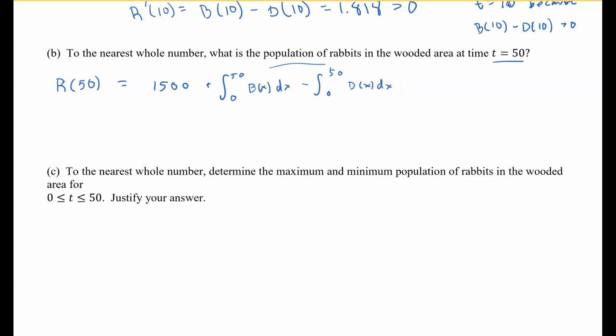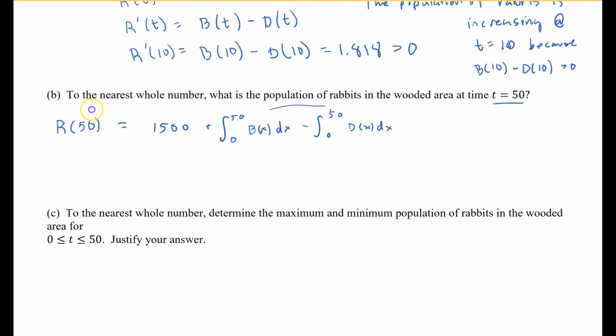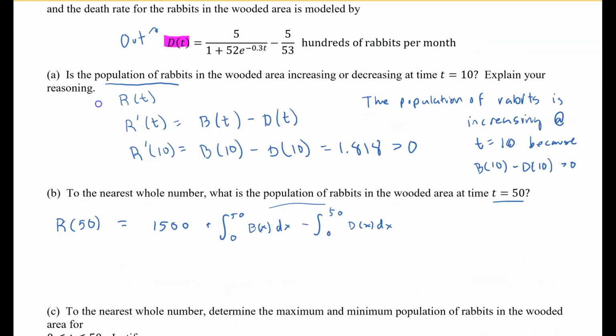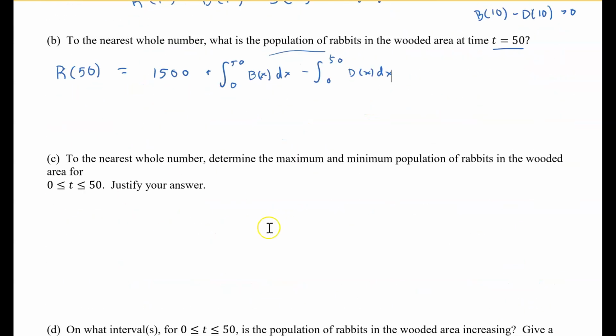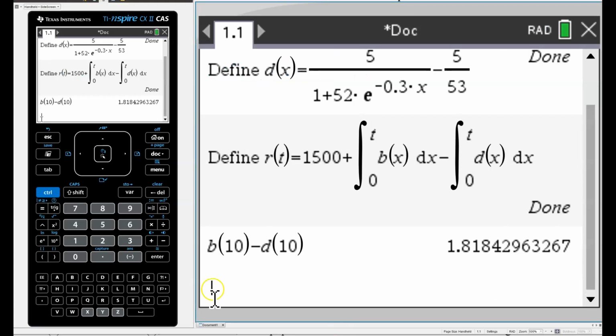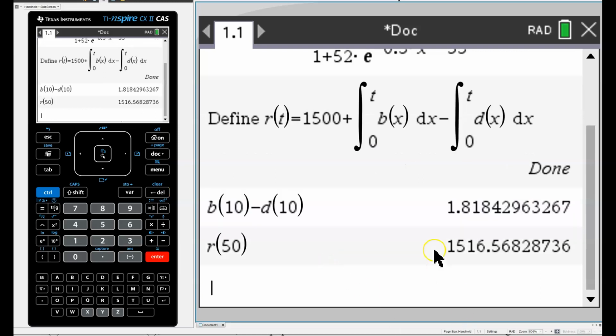Okay, and if you put in t's there, that's not going to matter because it's not conflicting. But I would stay consistent with that structure. So you write that down. Luckily for us, we've already defined this and put this in our calculator. So we say r of 50. We get 1,516.568288736. This is where that curveball in the problem says in hundreds.